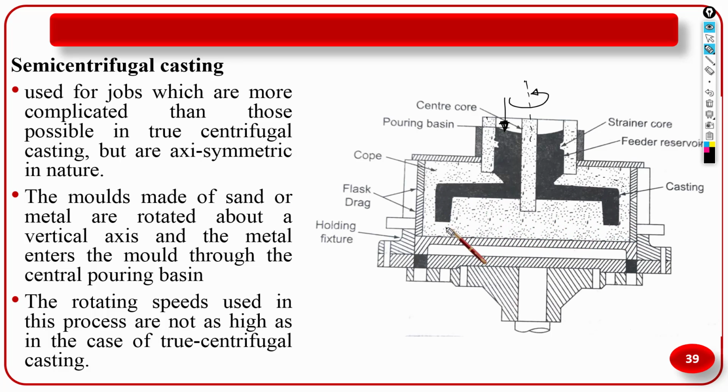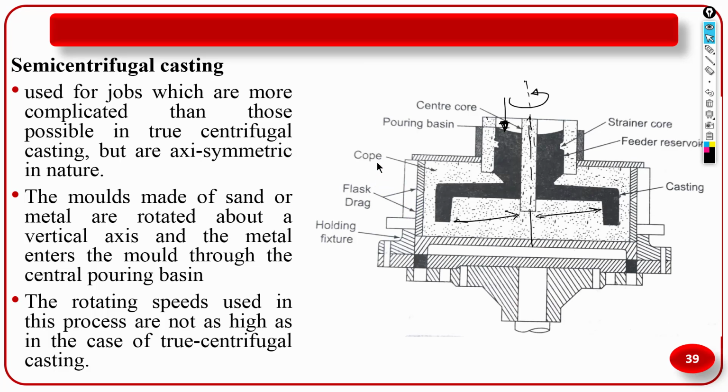So if a more complicated kind of casting is to be done, it is still sent through this center, through this axis, basically this is the central axis, and the distances are the same. So all of it is axis symmetric, isn't it? But it is not completely centrifugal casting. Here the speed is not as high as true centrifugal casting.